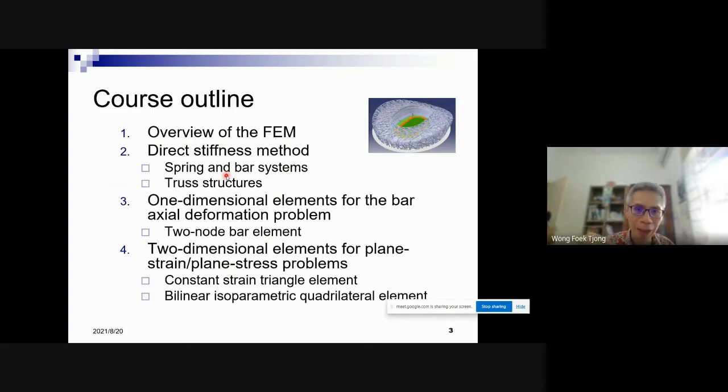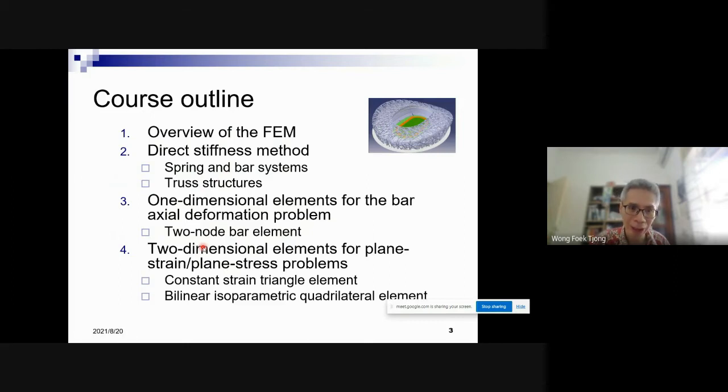After that, we are going to look into the details of the formulation aspects of the finite element method. We have a simple model actually, that's one-dimensional elements for the bar axial deformation problem, and then we want to formulate the finite element for this problem using the simplest element, that's the two-node bar element. Actually, there are several types of elements possible for this problem, but we are learning the simplest one. This covers the teaching materials before the mid-semester exam.